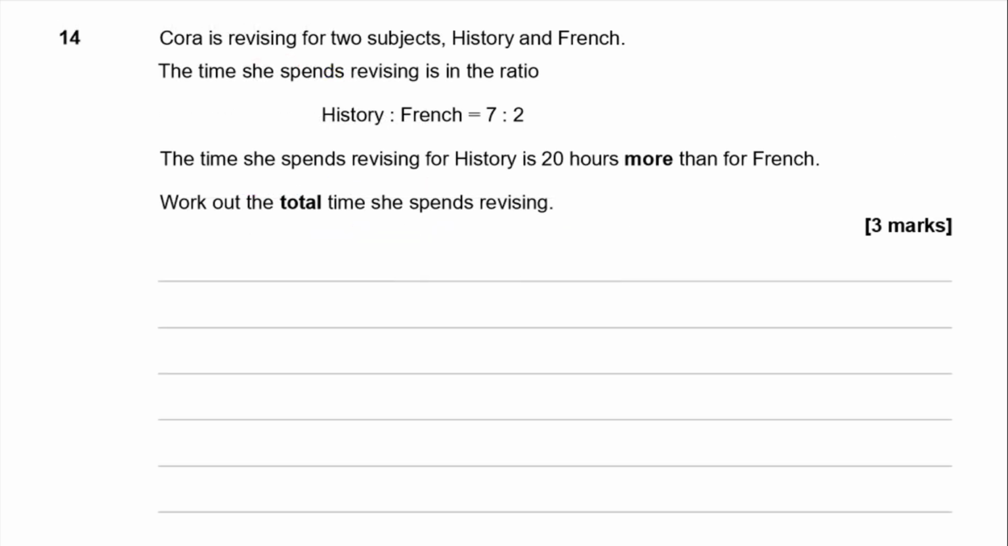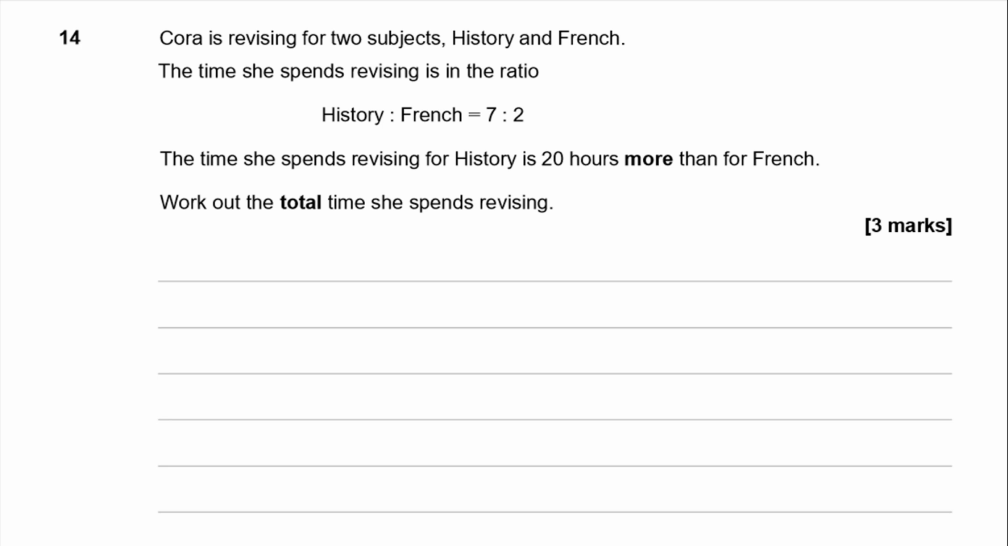Question 14. Cora is revising for two subjects, history and French. The time she spends revising is in the ratio of history to French in the ratio of 7 to 2. The time she spends revising for history is 20 hours more than the time for French. Work out the total time she spends revising.